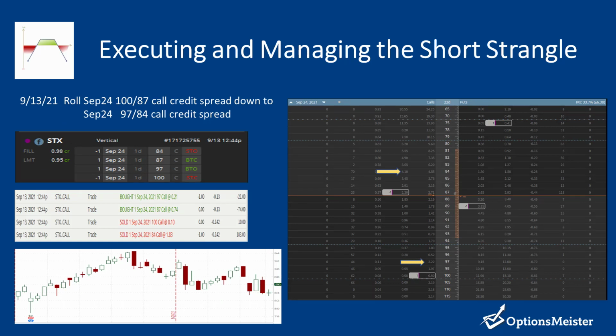It broke strongly to the downside on September 12. On September 13, another adjustment was necessary to roll down the untested side, which was the call side at this time. The short 87 call was rolled to the 84 strike. This adjustment widens the inversion to 5 points. This adjustment picked up another $98 in premium. After today's adjustment, the accumulated premium is $595.